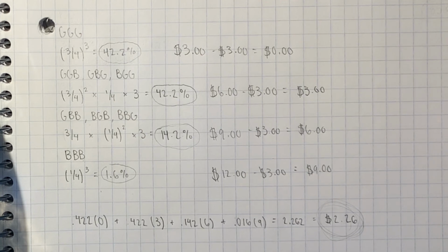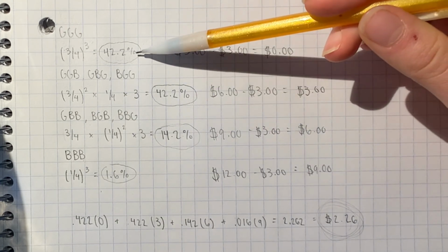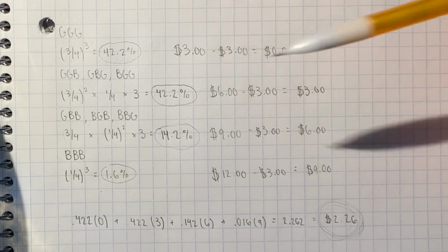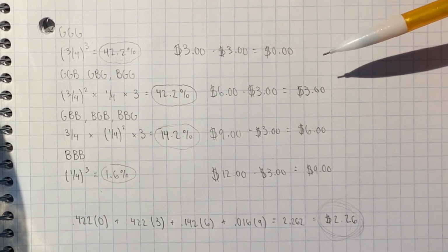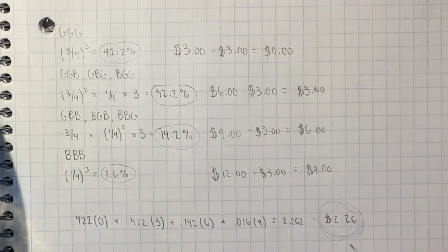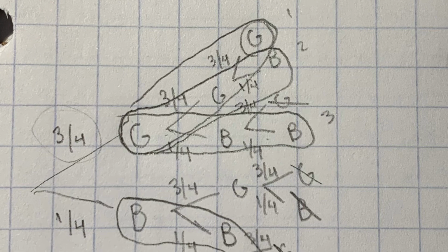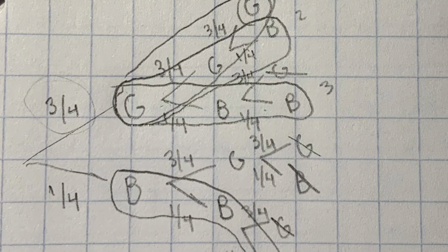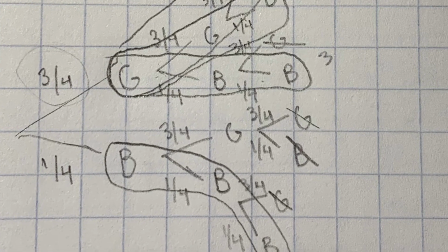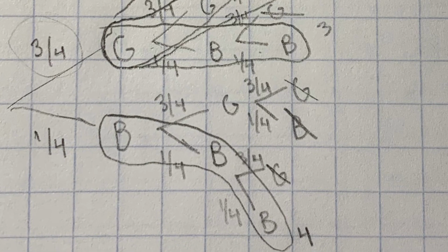I hope you know how to find the expected value now. All you do is you multiply the probability of the outcome times the amount of money you'll get from each outcome. That's the expected value, which is here. And then just finding the probability, you can use your magnificent tree to find the amount of outcomes and whether or not order matters or not, you know.